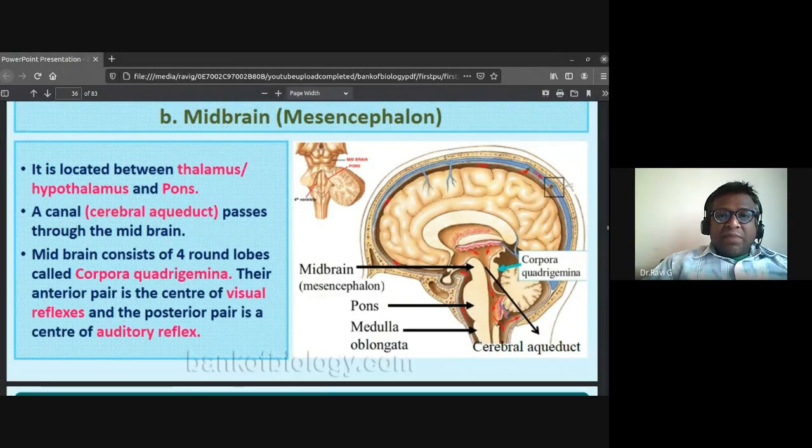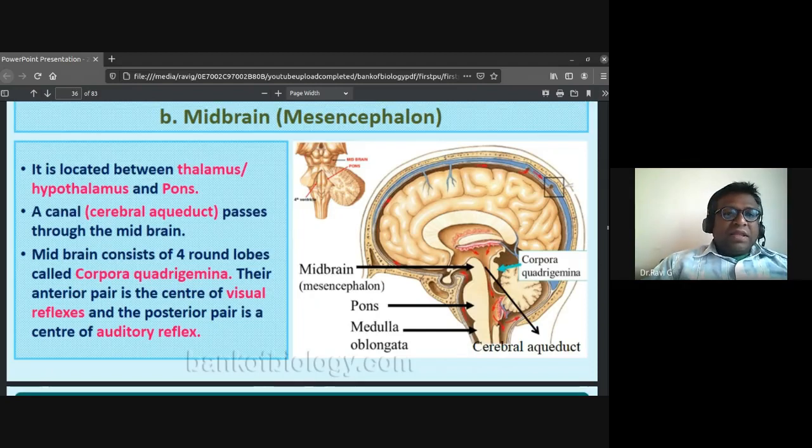The anterior pair is the center of visual reflex, and the posterior pair is the center of auditory reflex. So that is what the corpora quadrigemina is concerned with.